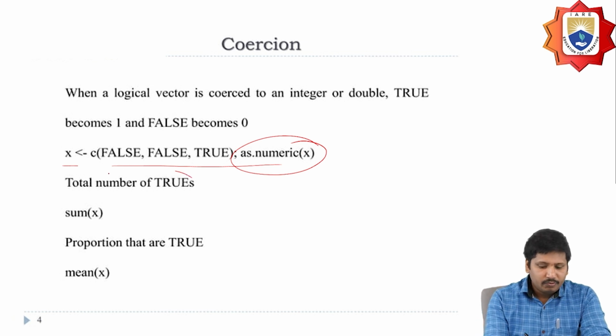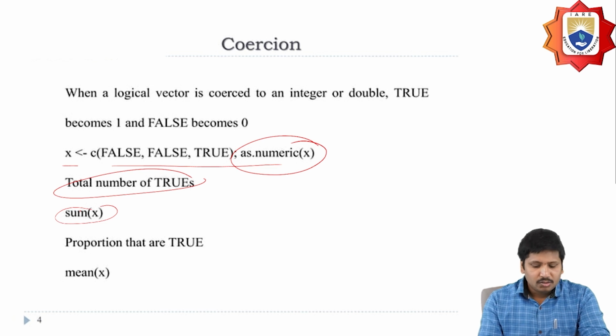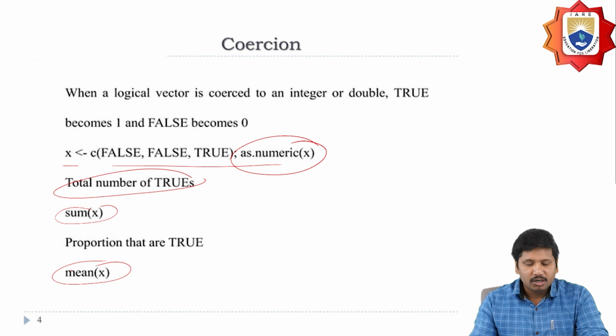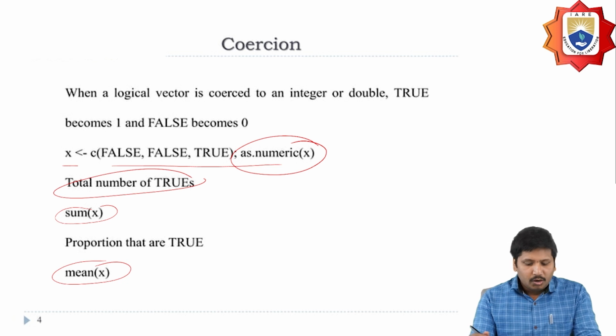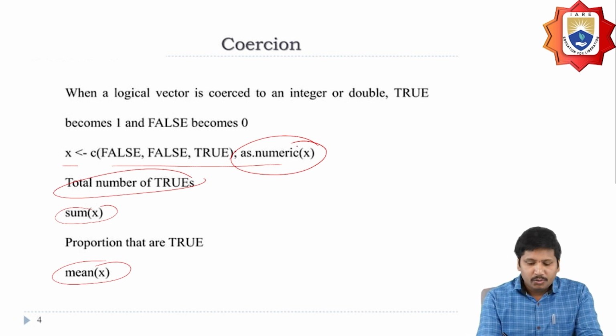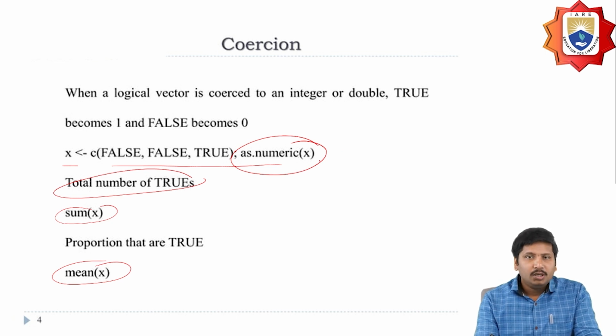The total number of trues I can find by making use of the sum of x function. That gives the count of true values, and the mean of x gives the proportion that is true. By making use of the as.numeric function, we can apply sum as well as mean.